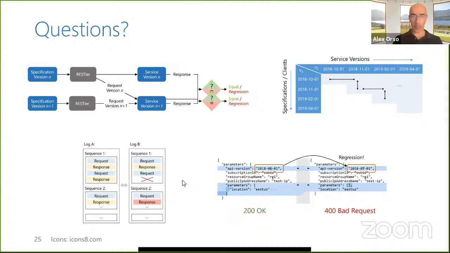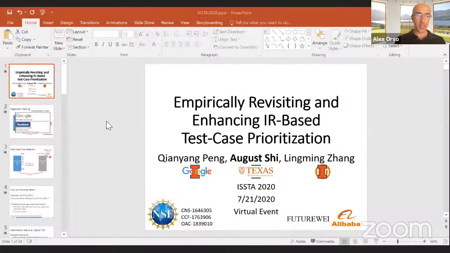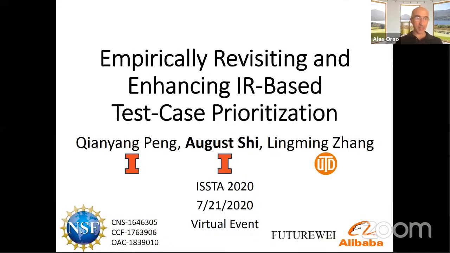Okay, so at this point we are at the end of the slot, so we're going to thank you for the interesting presentation, and we're going to move to the third and last talk of the session, which is entitled Empirically Revisiting and Enhancing IR-Based Test Case Prioritization. The work is from Shangyan Peng, August Shi, and Lingming Zhang. And August is going to give the talk.